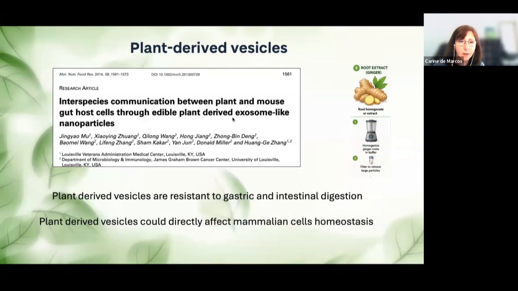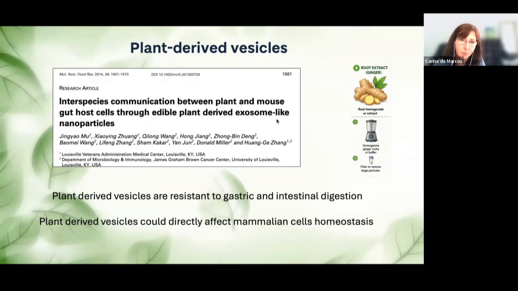So this is the paper. I'm not showing you all the papers that have been published, of course, but I'm showing you critical papers that have been interesting for the field at that time. And that was one of the first papers that shows interspecies communication between plants and mouse gut host cells through edible plant-derived exosome-like particles.